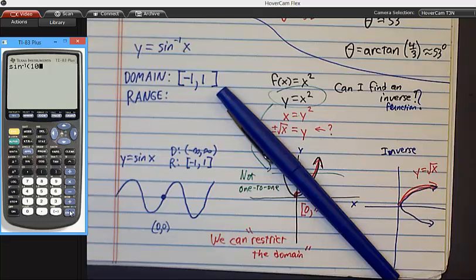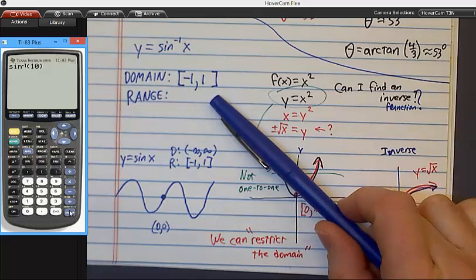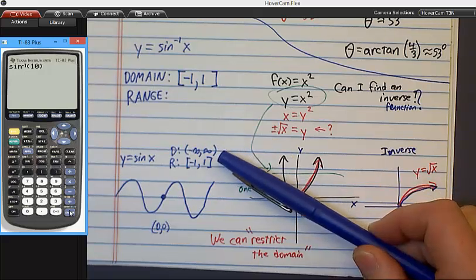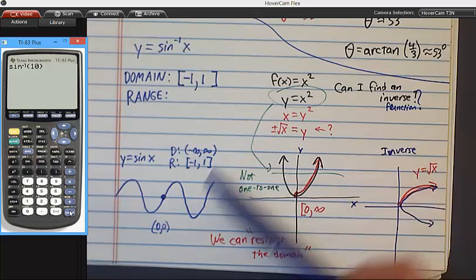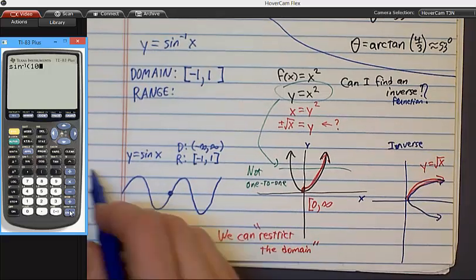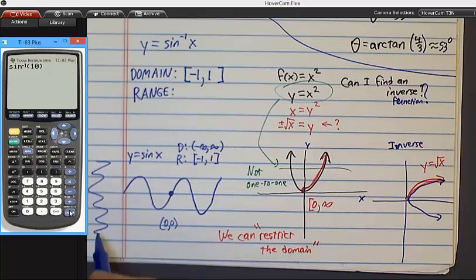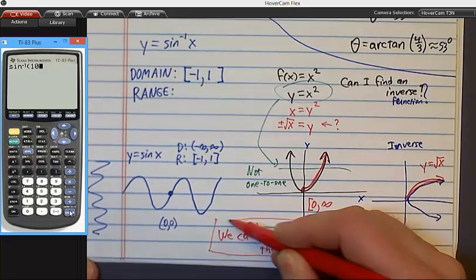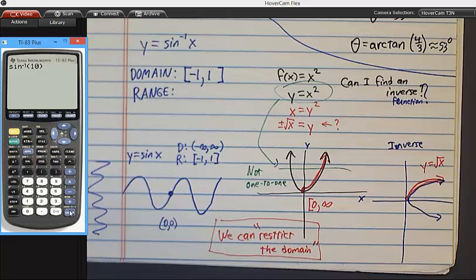Now that's just the domain. What about the range? Well, at first glance, you'd say, oh, the range is going to be all real numbers, but that doesn't work, because if you were to take this wave and flip it sideways, it would look like this, and that's not a function. So we have a problem. So what we are going to do is what I demonstrated earlier. We're going to restrict the domain. And by restricting the domain, we're going to basically create what the range will be.